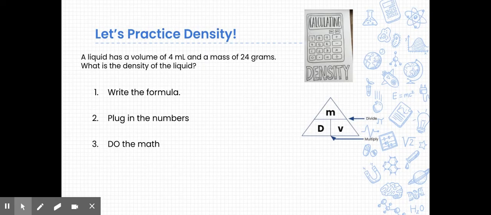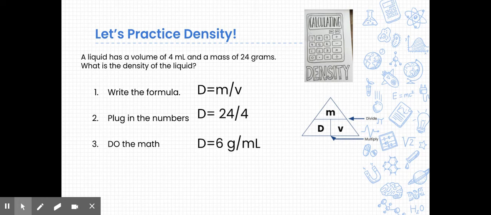A liquid has a volume of 4 mL and a mass of 24 grams. What's the density of the liquid? Write the formula, plug in the numbers, do the math.